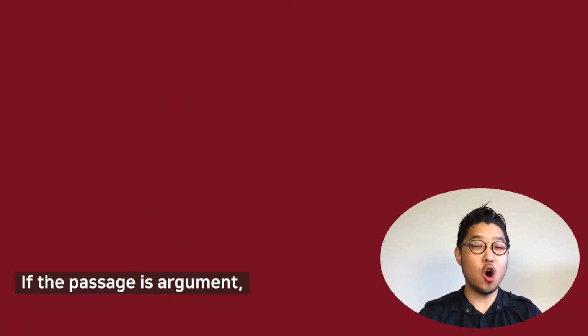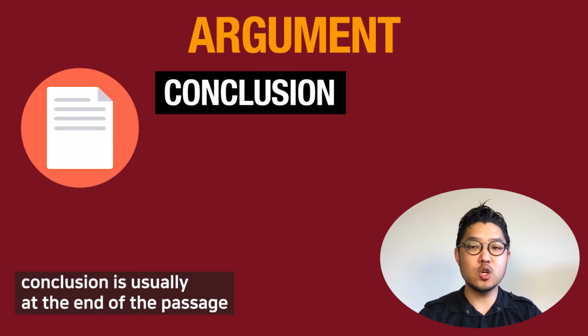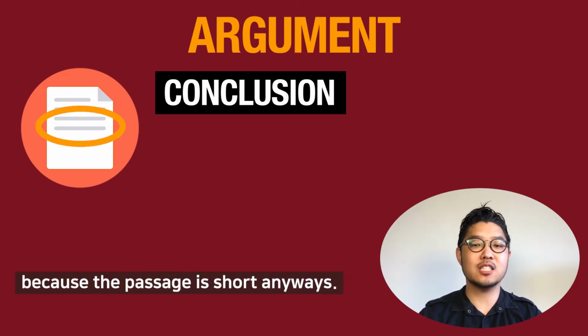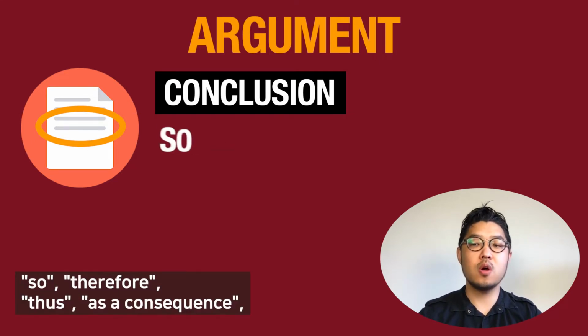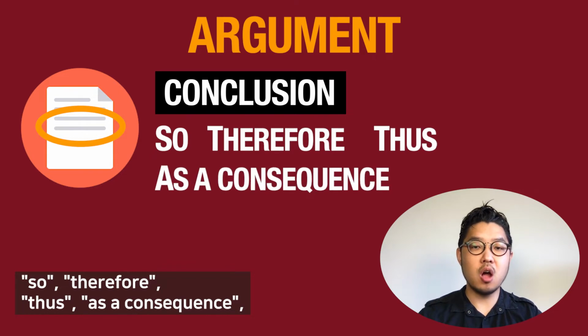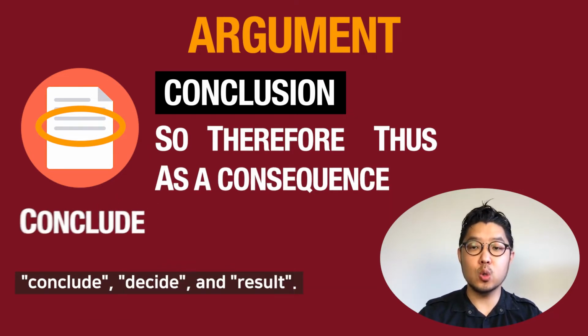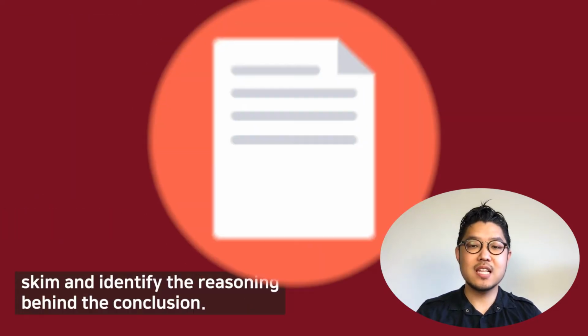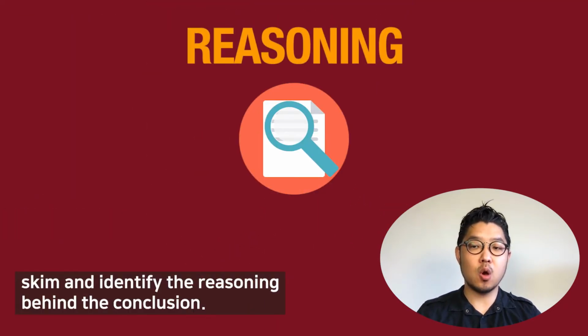If the passage is an argument, the conclusion is usually at the end of the passage, and you can find it easily because the passage is short anyway. The conclusion is signaled by words like so, therefore, thus, as a consequence, or verbs like conclude, decide, and result. Once you find the conclusion, scan and identify the reasoning behind the conclusion.